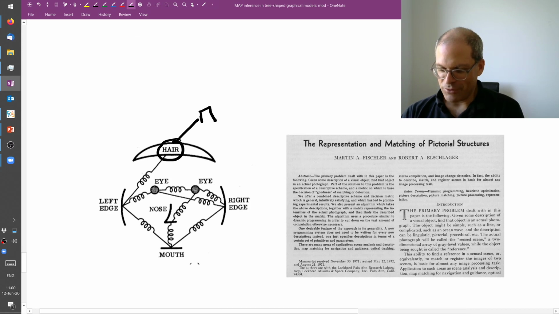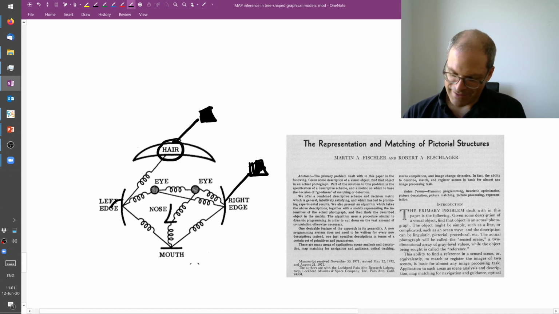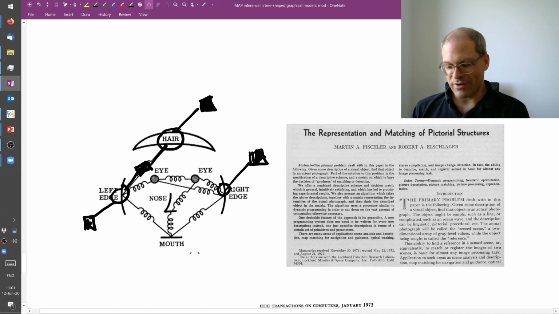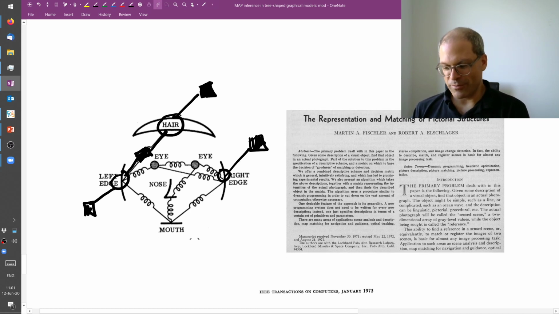We have unary factors. How much does this pixel look like hair or not? Then they don't call this ear, but they call this edge, for reasons you will see. This has a unary factor. That has a unary factor, and so on. And then we have these pairwise factors that are here also shown as springs. Now you notice that this is not a tree, right? This is a graph with loops.